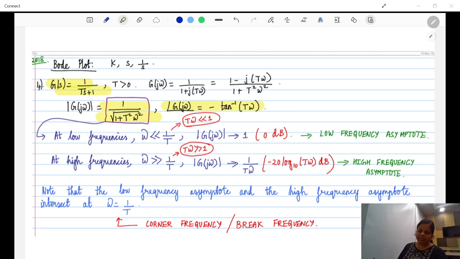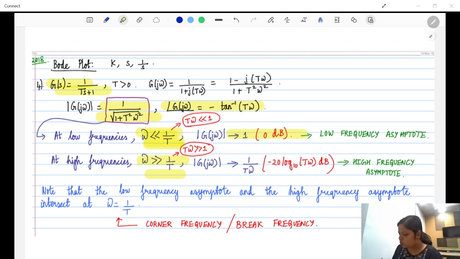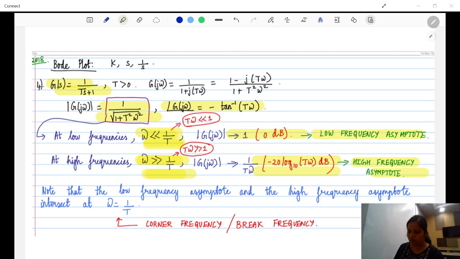Now, we need to see, because it might exhibit multiple behaviors due to the presence of the omega term, and it is somehow related to the time constant. So we want to check what would happen at low frequency and at high frequency. This is basically an approximation that we make because it is really difficult to plot for every omega. When omega is less than 1 by T, you see that it is 0 dB magnitude throughout. As soon as omega is greater than 1 by T, it decays at this slope. This is the high frequency asymptote, and this is the low frequency asymptote.